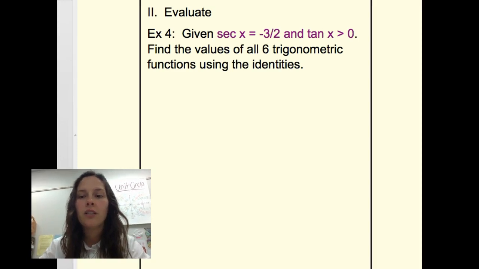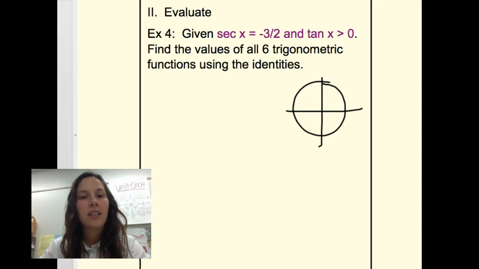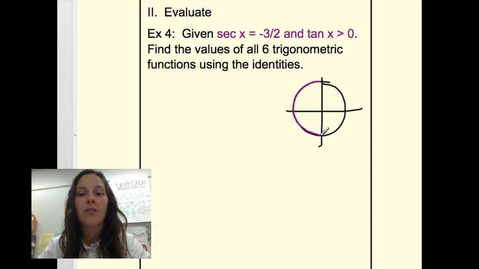Remember, when we're on the unit circle, the sine value is the y coordinate and the cosine value is the x coordinate. Tangent is the ratio of sine over cosine. Secant, remember, is the reciprocal of cosine. So when cosine is negative, when the x values are negative, that narrows it down to the second and third quadrants. However, knowing that tangent is positive, that narrows it down to the third quadrant.